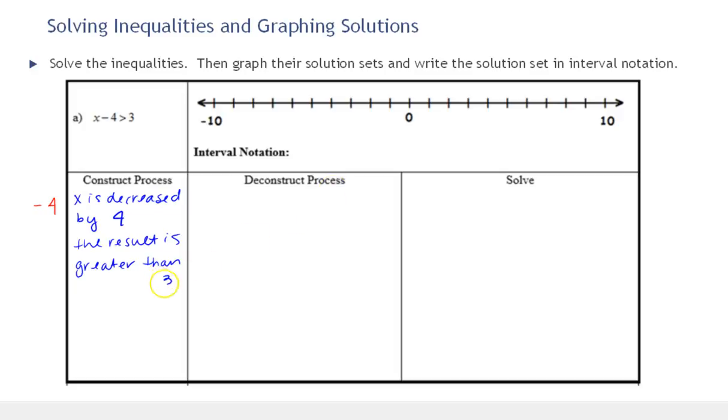Okay. So we have 3 was our result. So 3, instead of decreasing by 4, we want to increase by 4. So 3 is increased by 4. And now here's the part we have to be careful of. We're going to start with x. The result, x, is greater than, I'm sorry, I shouldn't say it that way. X is greater than the result.